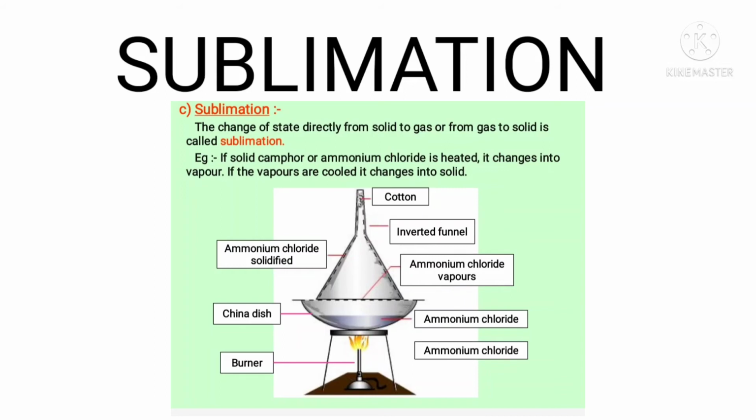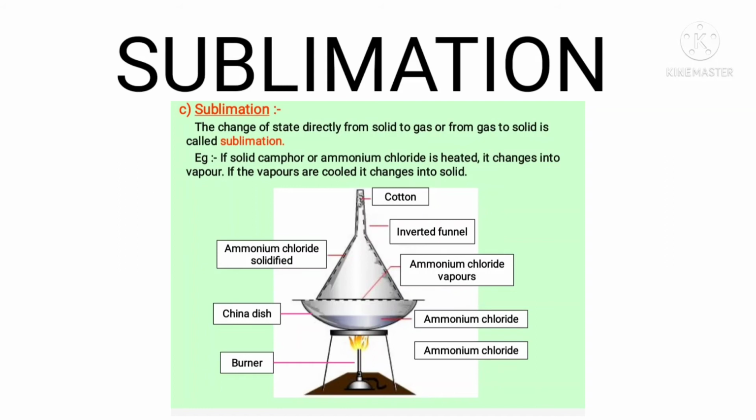When solid ammonium chloride is heated, it directly changes into ammonium chloride vapors. And when hot ammonium chloride vapors are cooled, it directly changes into solid ammonium chloride. Let us illustrate this example.